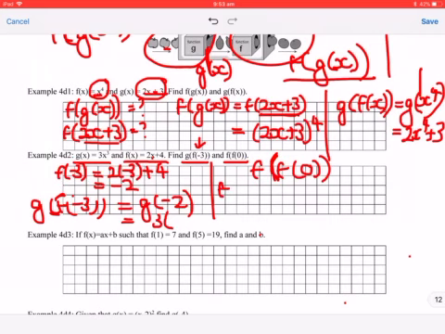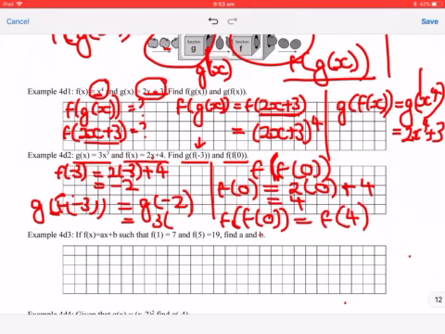Alright, so first I'm going to find f of 0, and that means I'm going to replace the x's in f of x by 0. So I'm going to get 2 by 0 plus 4, which is going to equal 4. Alright? Then I'm going to do f of 4, since f of 0 is 4. That means I'm going to replace the x in f of x by 4. So I'm going to get 2 by 4, add 4. So I'm going to get 8 plus 4, which equals 12.